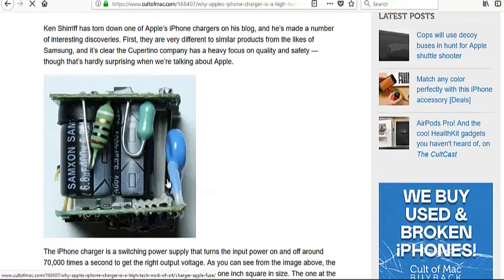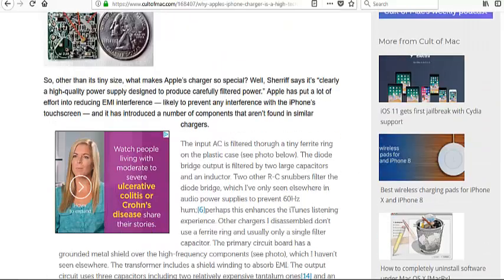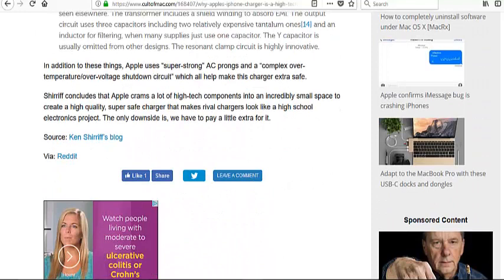This is what the inside of the Apple charger looks like. You can see we have these two big capacitors, which are used for smoothing out the signal. You've got two boards that are the different sides of the different voltages. They use 70,000 times per second, so 70,000 hertz. And it comes with super strong AC prongs and complex over-temperature, over-voltage shutdown circuits.